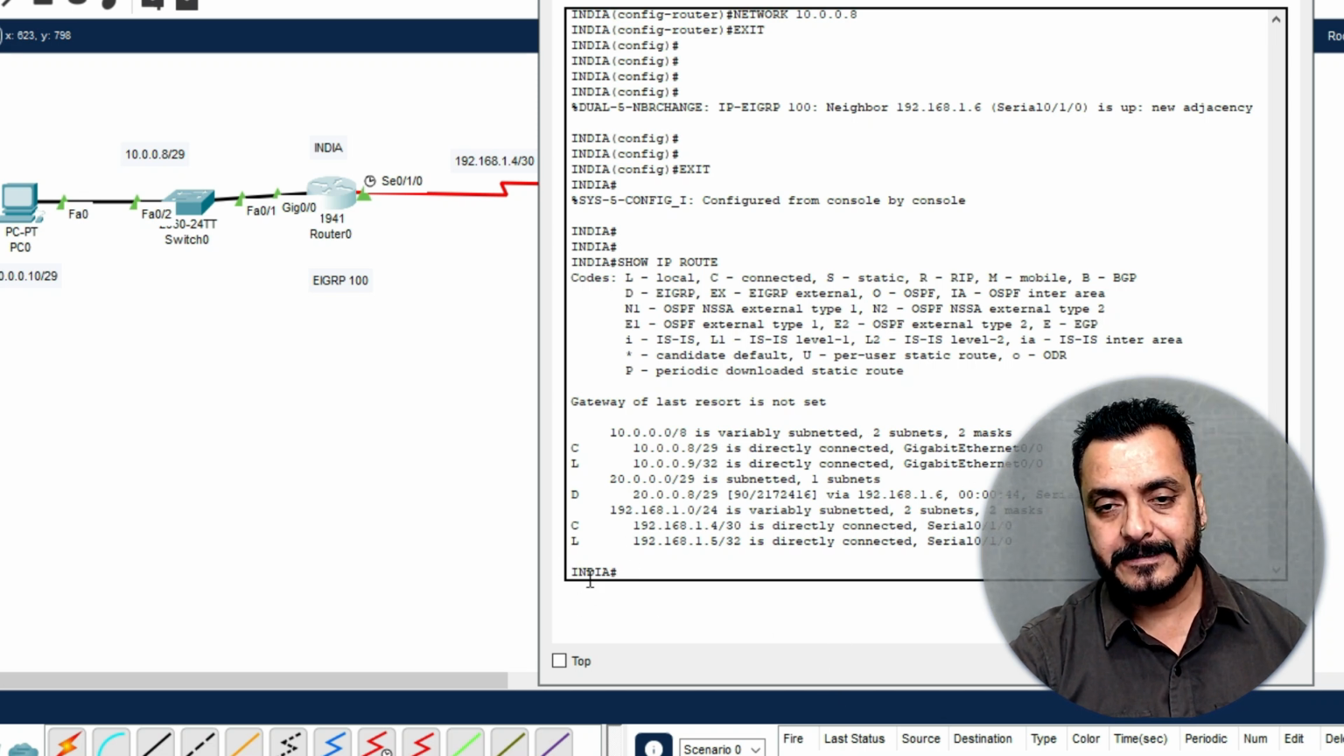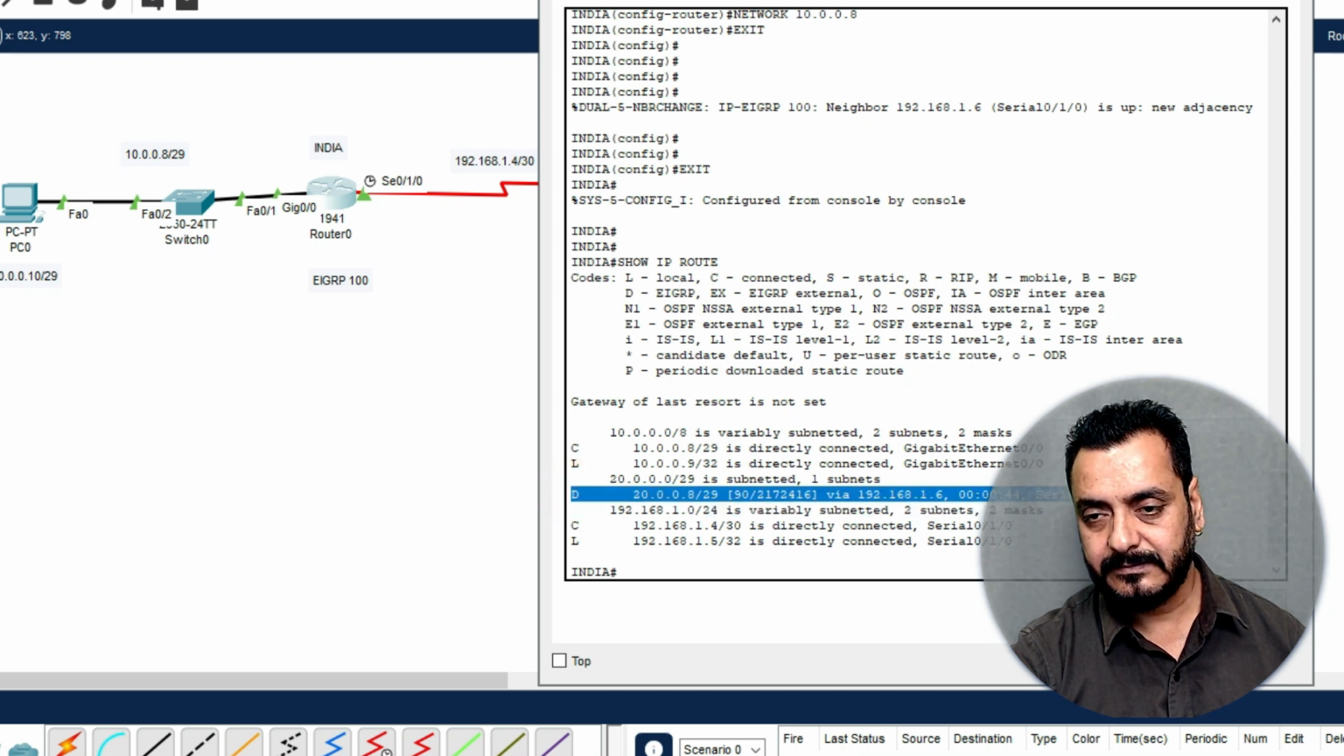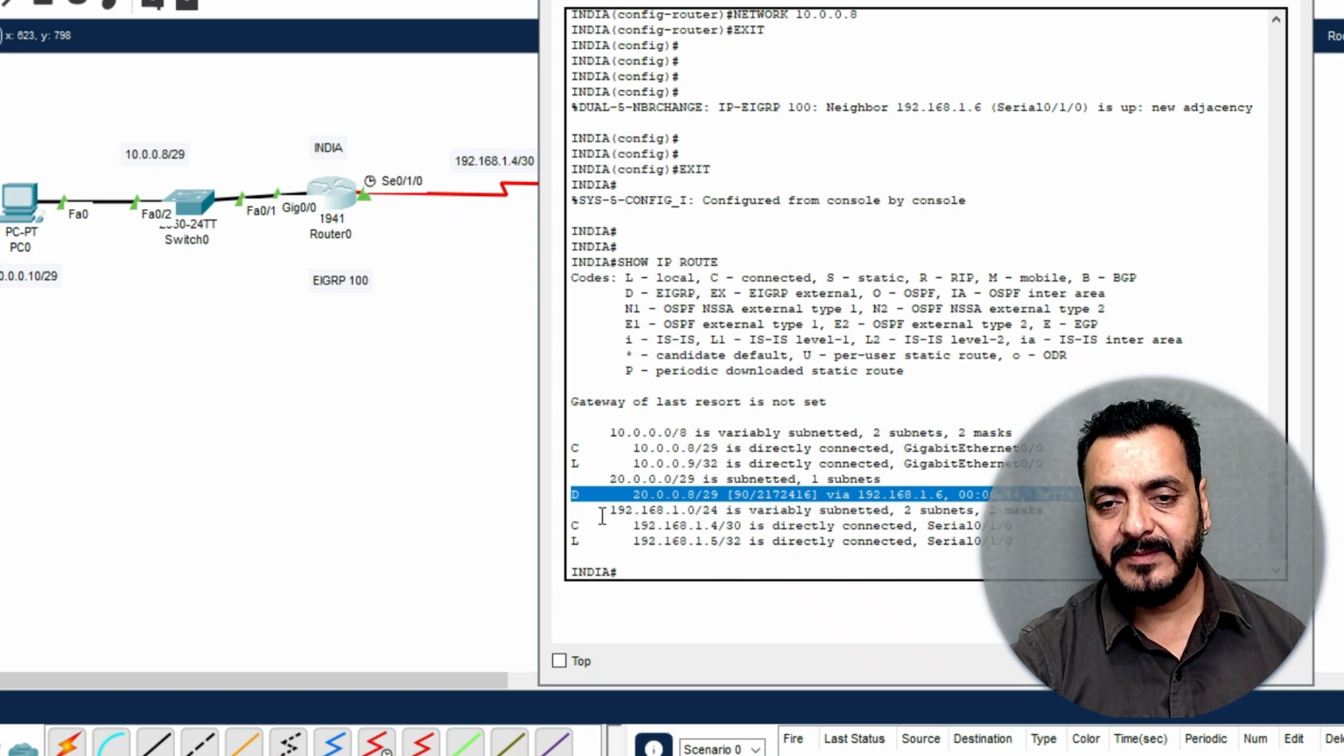So now you can see here we have this entry D. D means the EIGRP protocol, and 20.0.0.8/29, that is our destination network which was unreachable earlier. Now 20.0.0.8 is accessible from the first router because this entry is inserted by the EIGRP protocol into its routing table. So it means our EIGRP configuration is working fine, and we can also test the connectivity to this network with the help of ping from here.